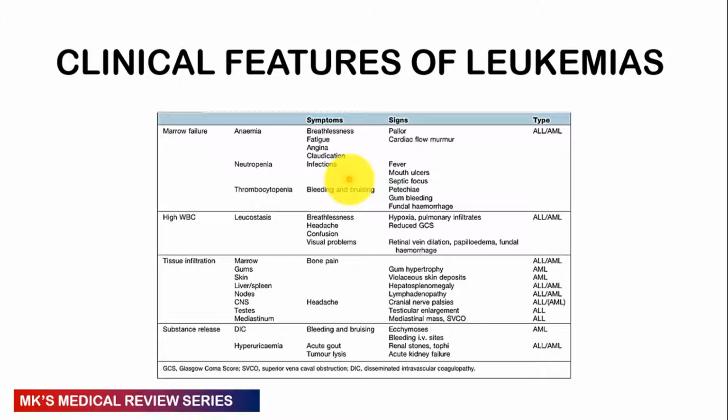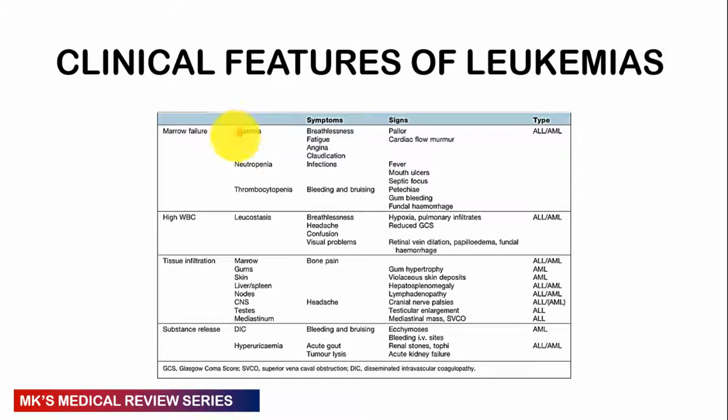So now here's a high yield table to show you the different manifestations of acute lymphocytic and acute myeloid leukemias. There is some overlap. That's why I started off with this table before going into the specifics. So there are features that we're going to see of marrow failure.